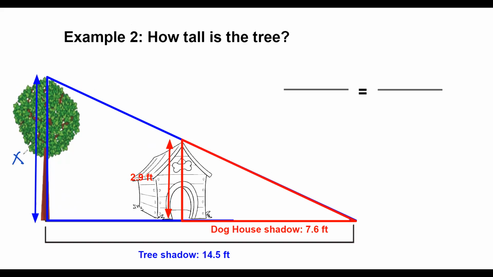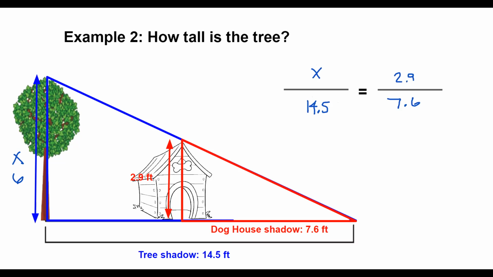And if this is 2.9, I might guess that maybe this is going to be a little bit less than twice as tall. So maybe something around 6 feet, though, maybe a little bit less than 6 feet. All right, let's see what kind of answer we get when we set this up. So we'll start with our tree, our unknown height, divided by our shadow length, 14.5. And then we have the height of our doghouse, 2.9, divided by its shadow, 7.6.